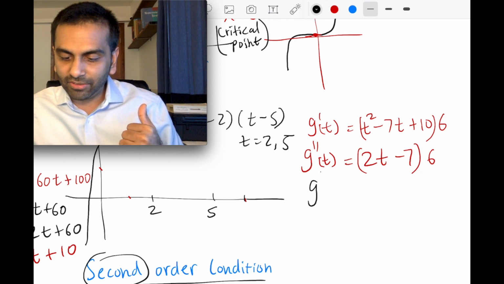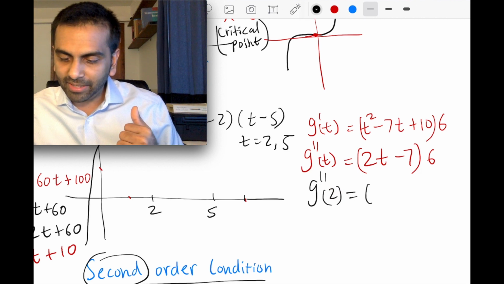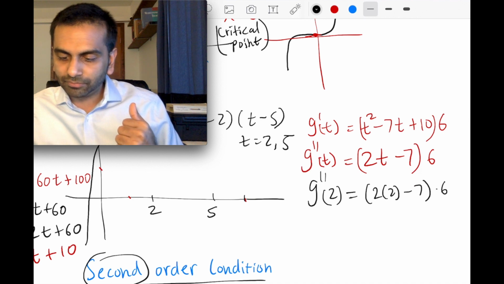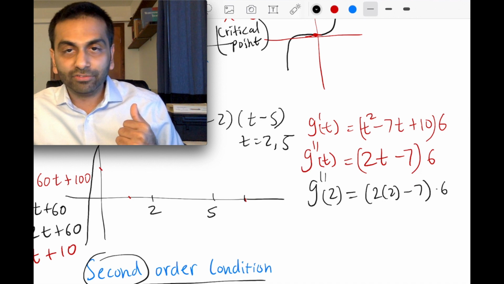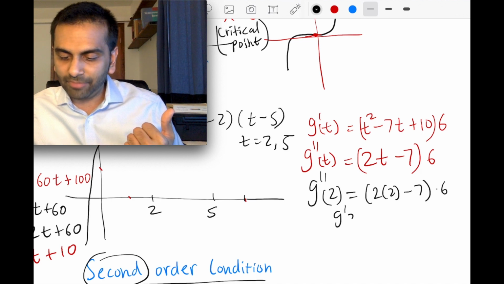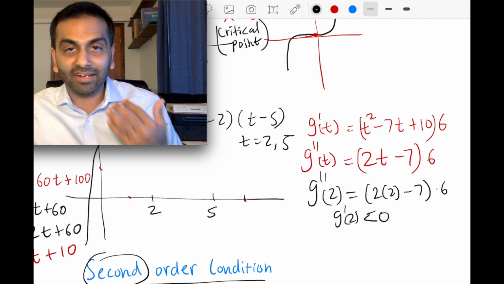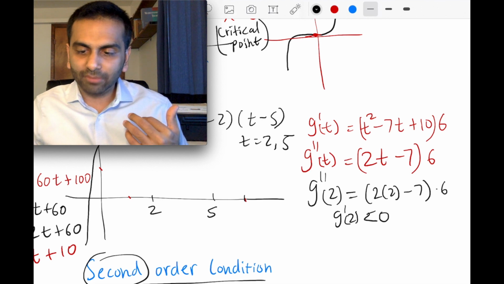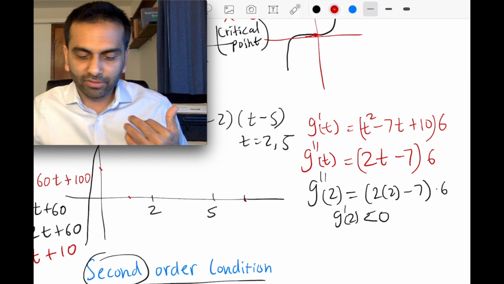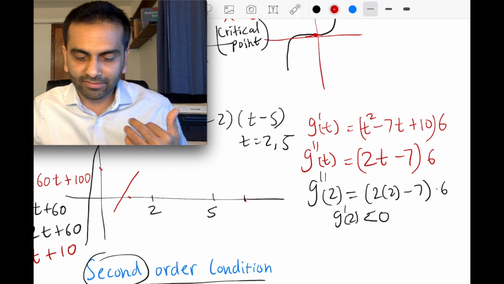So what is the second derivative's value when t is 2? Well, let's just plug it in. 2 times 2 minus 7. And so that's going to be 2 times 2 is 4. 4 minus 7 is a negative number. So here, g double prime of 2 is some negative number. We don't even need to know what the exact number is. All that matters is that it's negative. Meaning, this over here is a maximum. So if graphing it, it sort of looks like this. It's going to be a maximum because it's a negative second derivative.